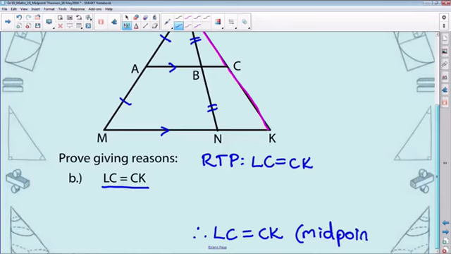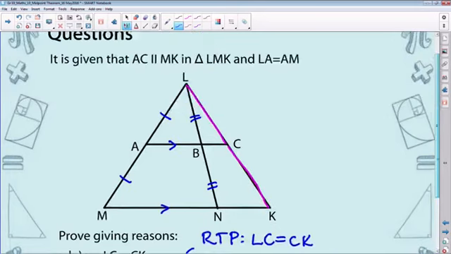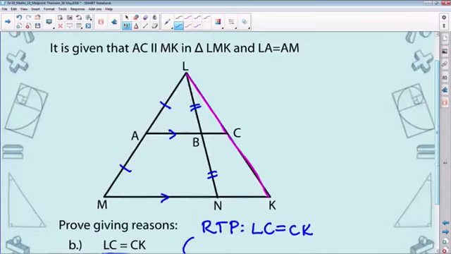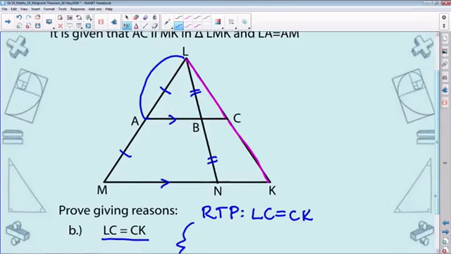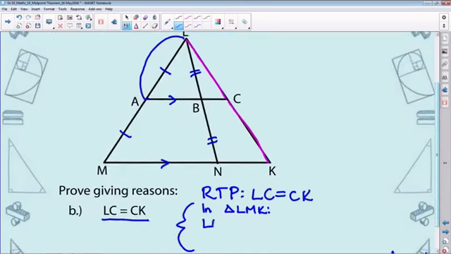We can't just say that it's the midpoint theorem. We need to give evidence that backs it up. So we need to fill up that space over there. And we're going to fill that up by once again stating the obvious. We have a triangle. Maybe we should state that in triangle LMK, LA is equal to AM. Why are they equal? Well, it was given.